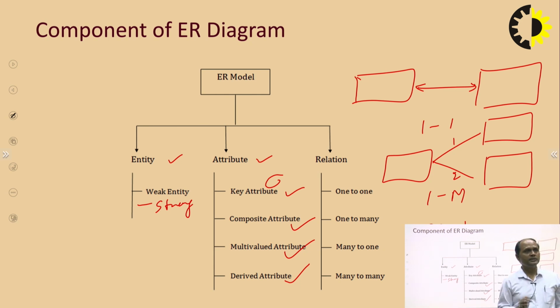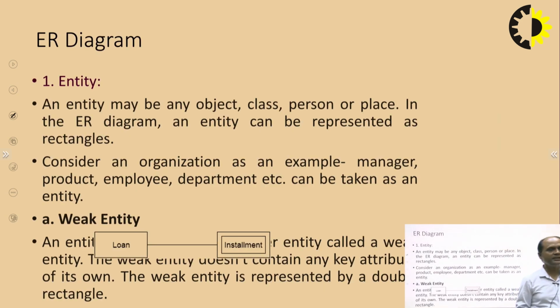So these are the components of the ER diagram that we have discussed: entities, attributes, relations. How can we define that particular entity? If we have a question of what is an entity, an entity may be an object, class, person, or a place. In particular, an entity can be represented as a rectangular box. There are 2 types of entity we have already discussed, strong entity and weak entity.